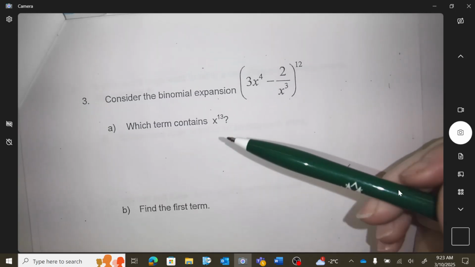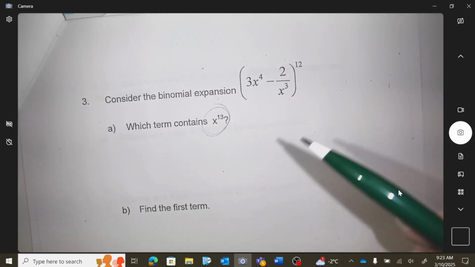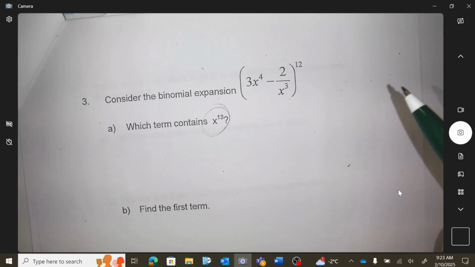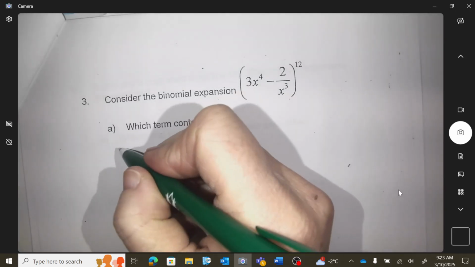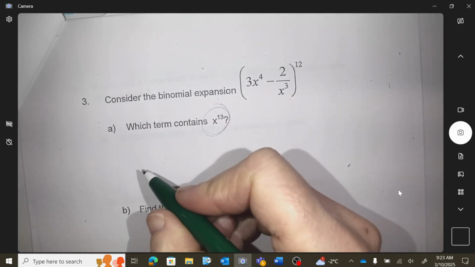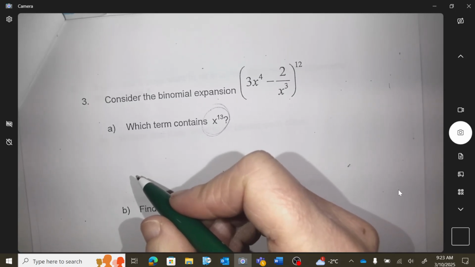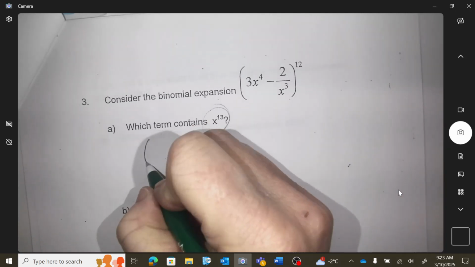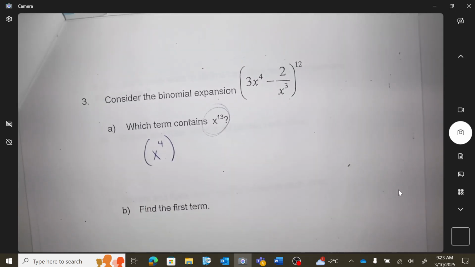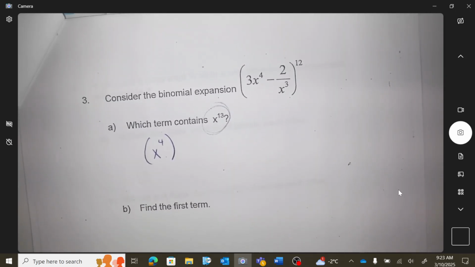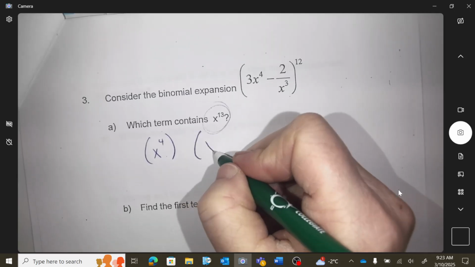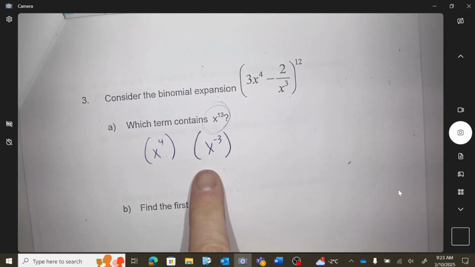Okay, so this question: which term contains the x^13? Only x's. I only want x's. I'm not going to take anything coefficient. So the choose thing I don't have to do, because that's a coefficient. So I'm going to just grab the x's from the first, and I'm going to grab the x's from the second item. The x's from the first item, the x's from the second item, and my goal is to end up with that.